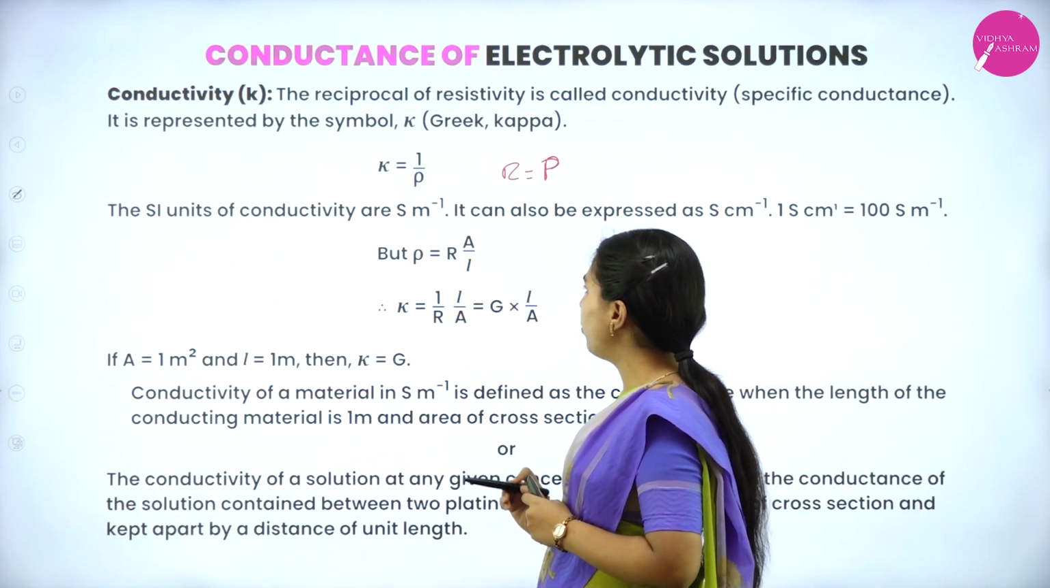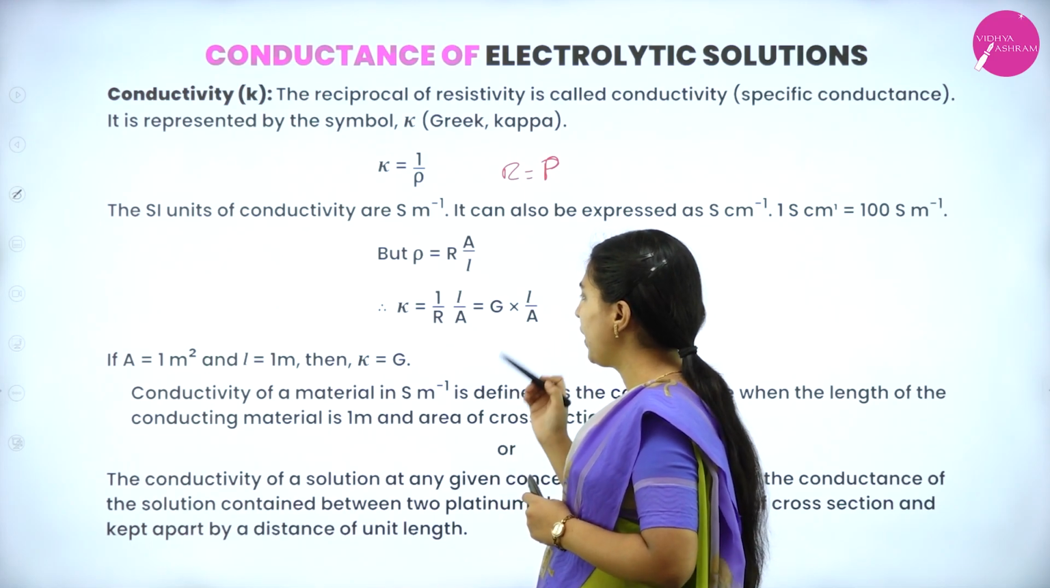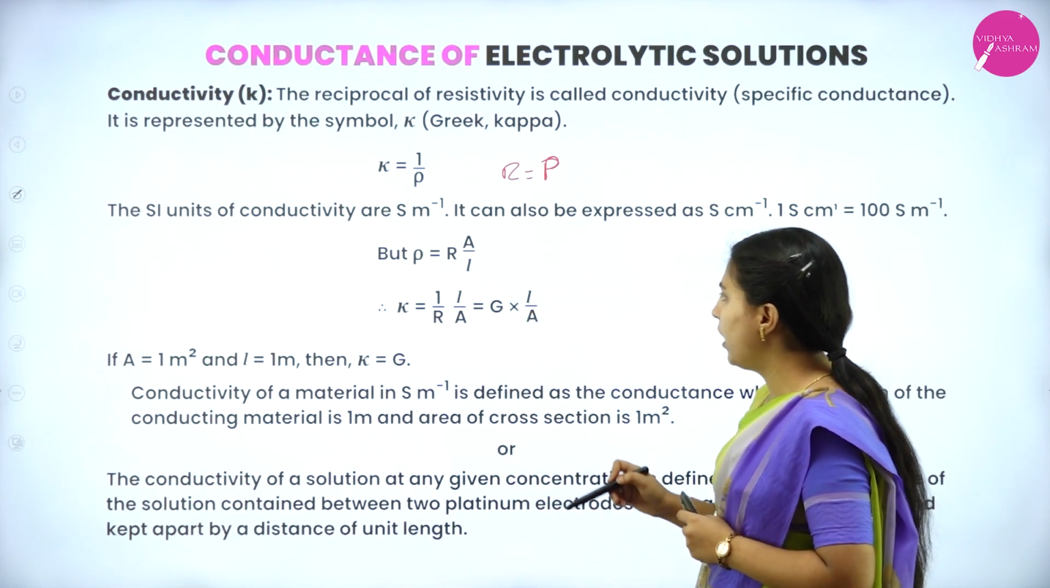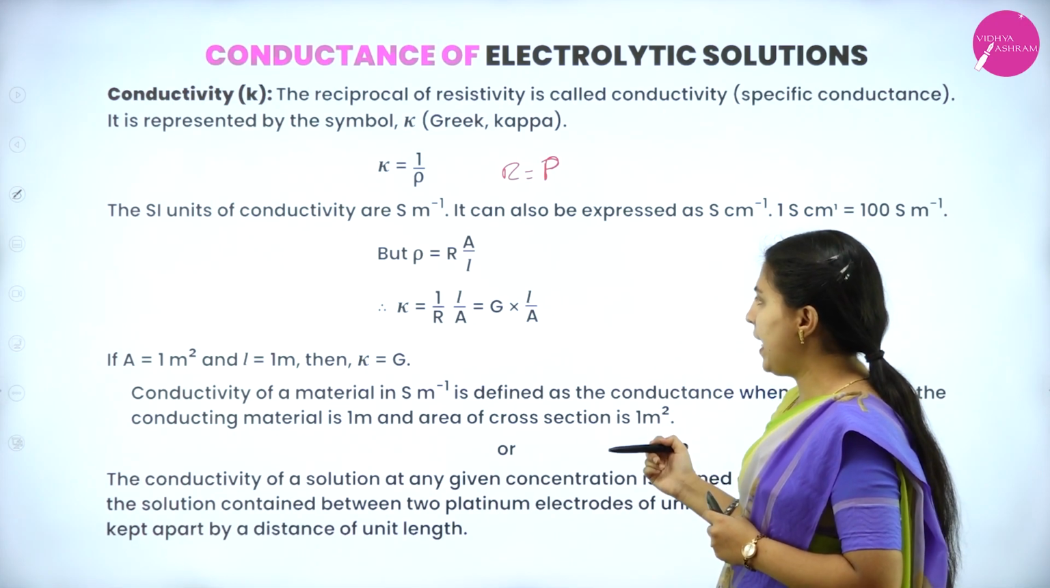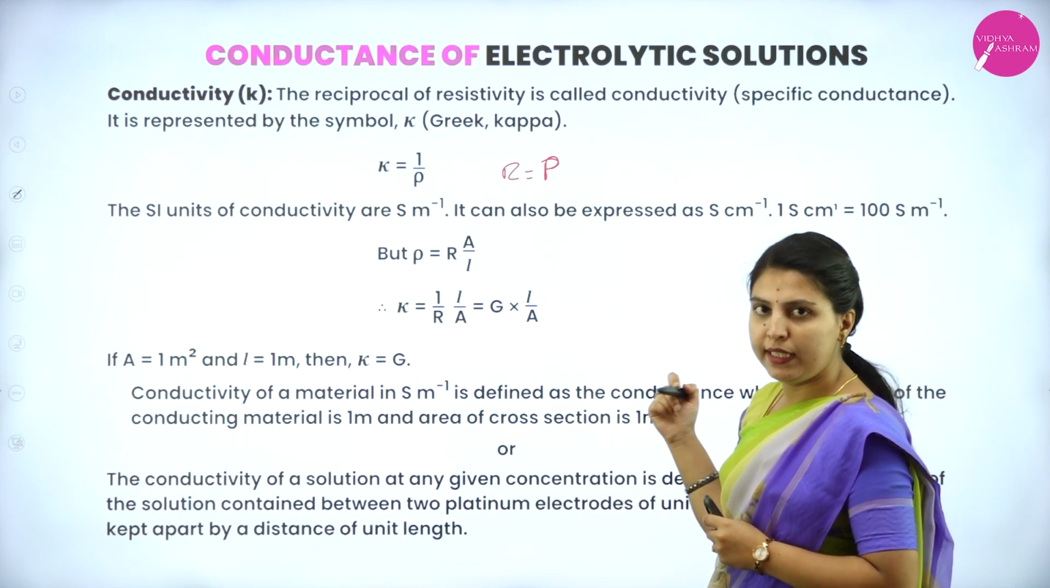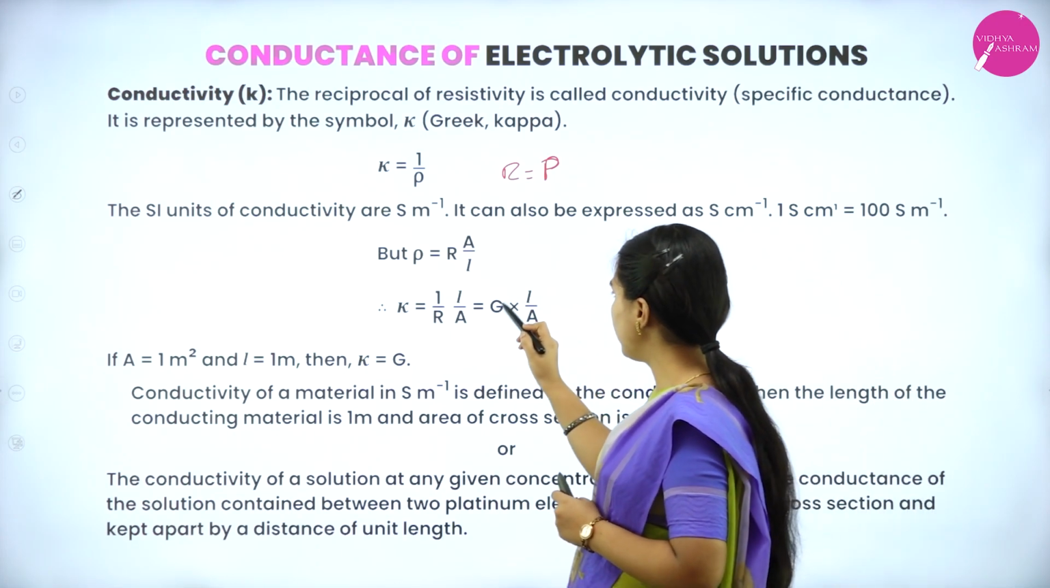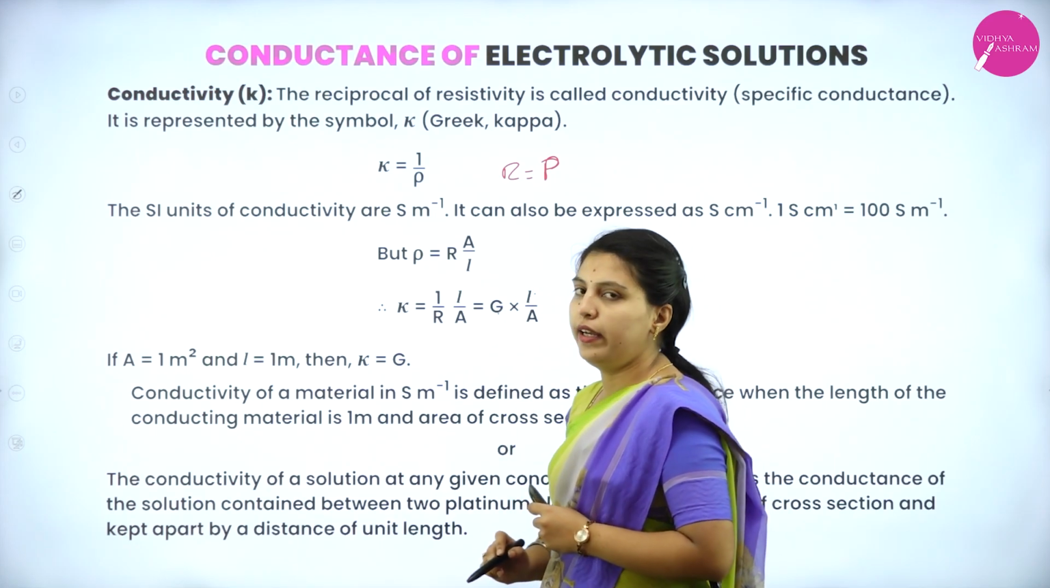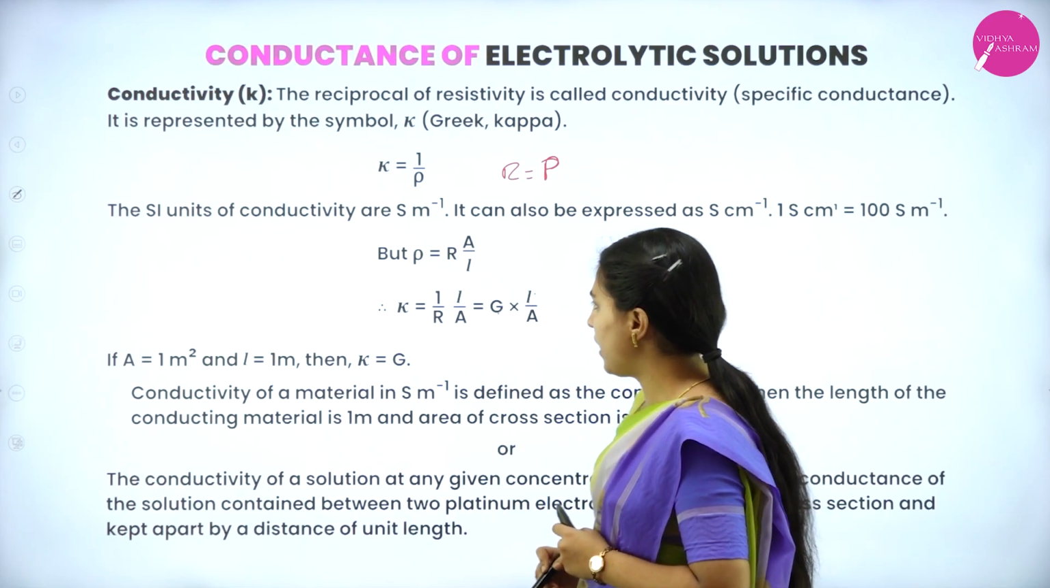But rho equals R into A by L. Kappa equals 1 by R into L by A, equals G into L by A. These terms you know: G is conductance, L is length, A is area of cross section.